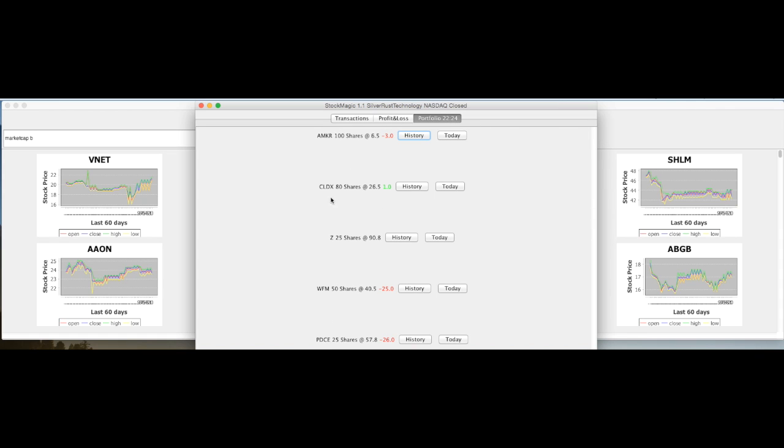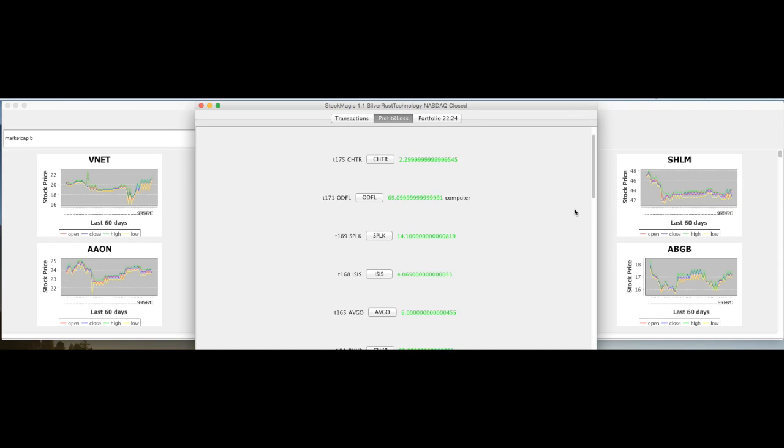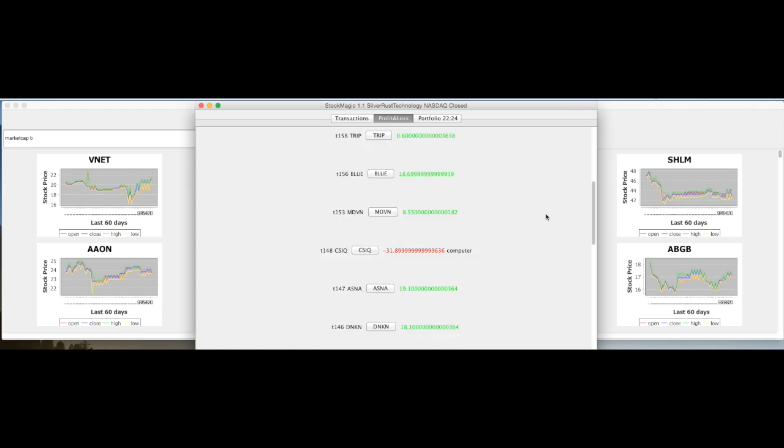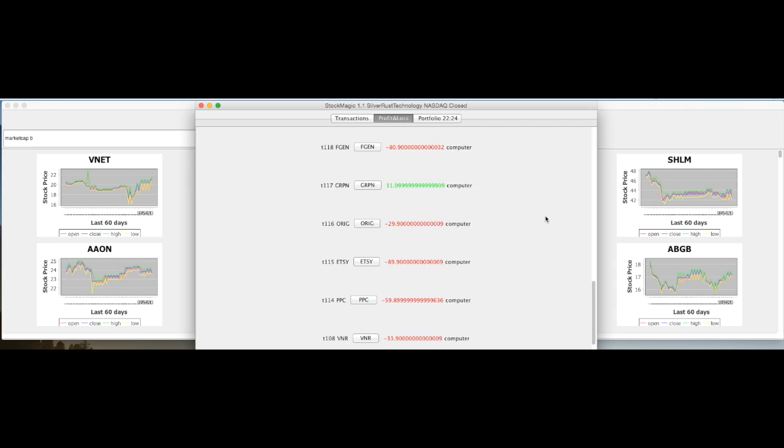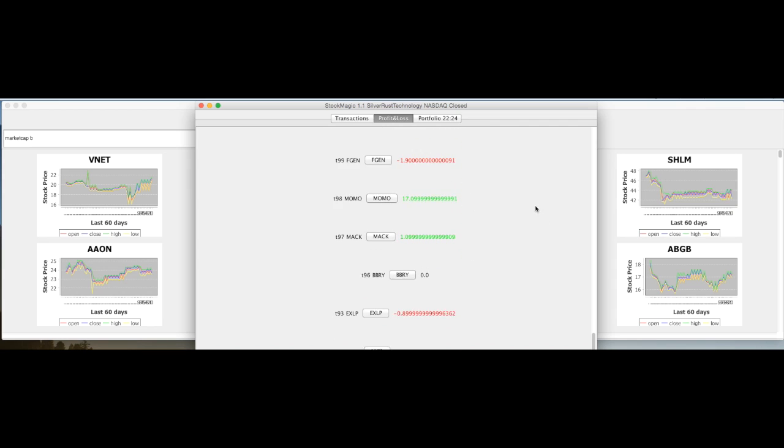Holdings, you can see what stock you currently own, and if you sold it now, what would happen. So I would lose $3 if I sold that. If I sold that now, I'd make $2. So you don't have to work out charges or anything like that. And all the broker's fees are already subtracted on both ends, buying and selling.